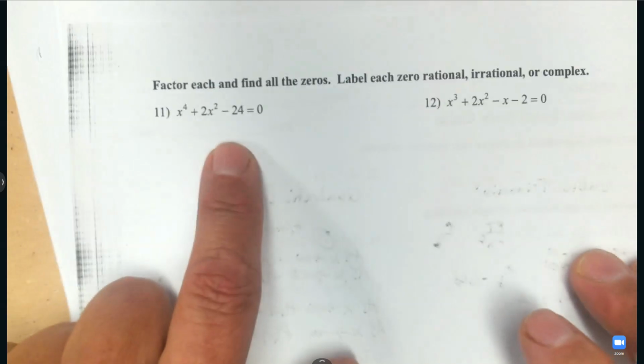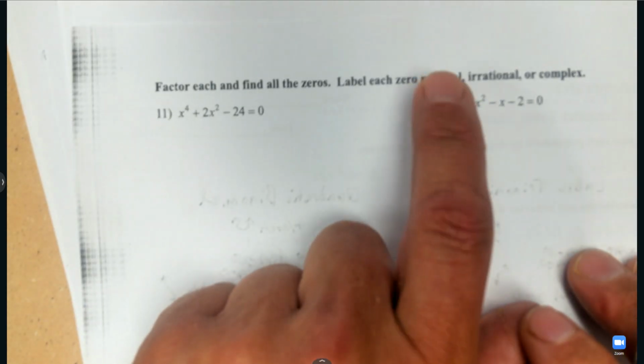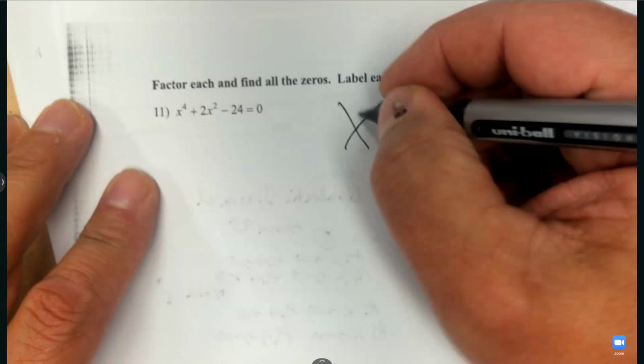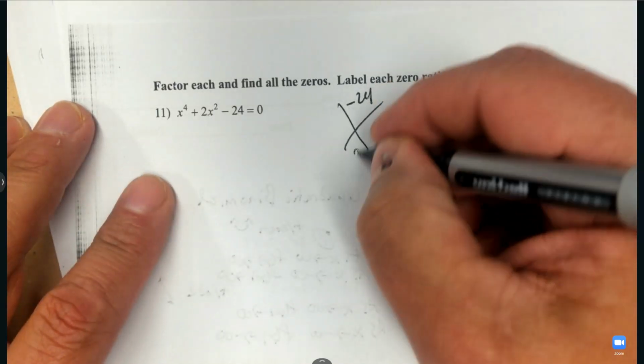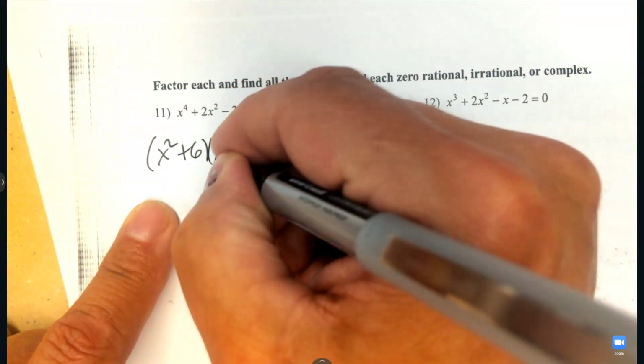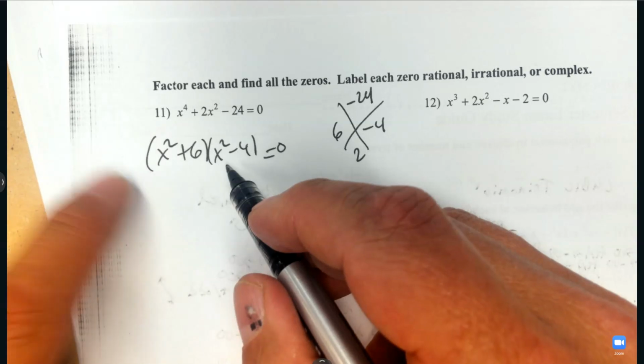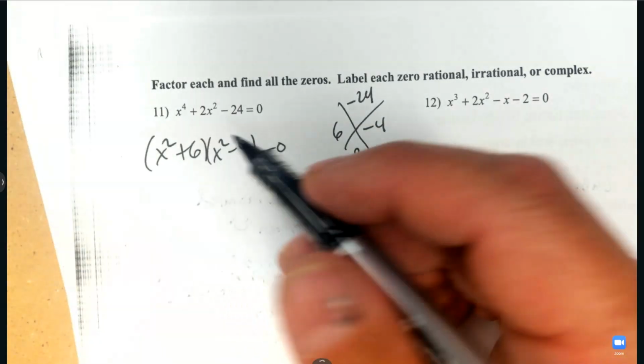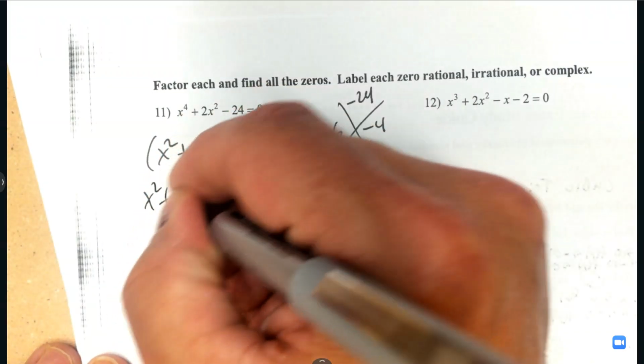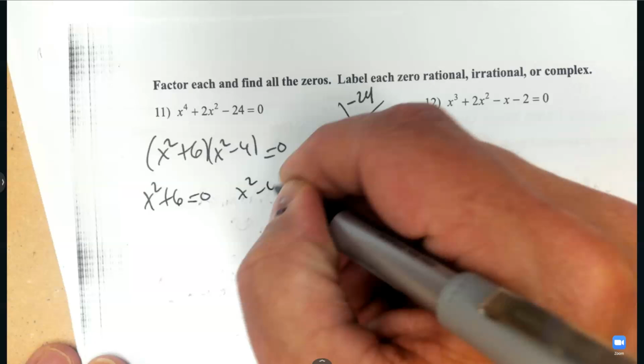These are all factorable. Can you find zeros by factoring and then label the zeros rational, irrational, or complex? So this is a diamond. Two numbers that multiply to negative 24 and add to 2 are positive 6 and negative 4, but it's going to be x squared plus 6 and x squared take away 4. That way when we multiply them together you get x to the 4th and you get the middle term of x squared. Then we take each factor equal to 0 and solve it.